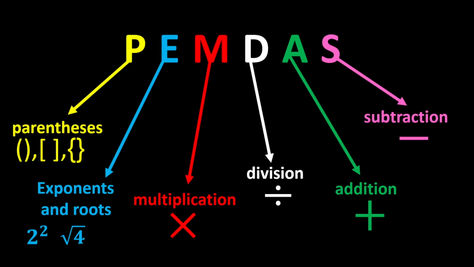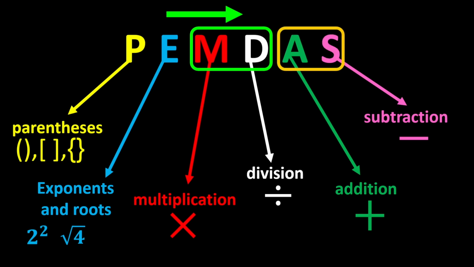finally addition and subtraction. Remember that multiplication and division have equal priority in any expression that has both multiplication and division. We move from left to right and perform whichever we reach first. This rule also applies to addition and subtraction. Now, with these explanations, let's solve the question from the beginning of the video.